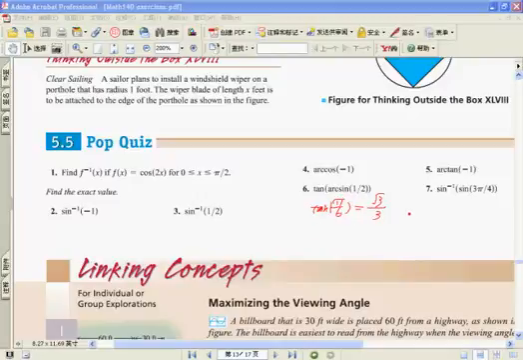Now let's look at number 7. What is the value of this number 7? Can you see this immediately? Is it equal to 3 pi over 4? Yes or no? Can you cancel this sine and this inverse sine to get 3 pi over 4?